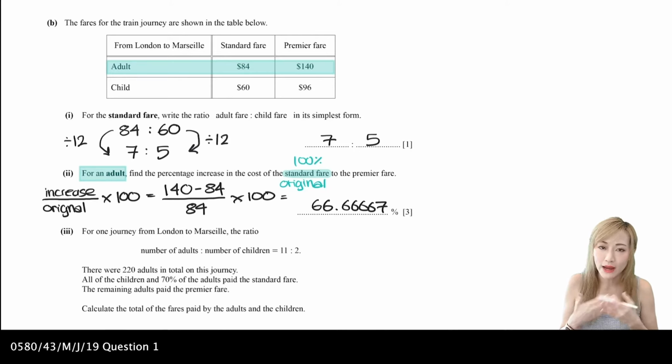So we need to round this value. And whenever we round something, we need to round to 3 significant figures for IGCSE. Therefore, this would be 66.7%.